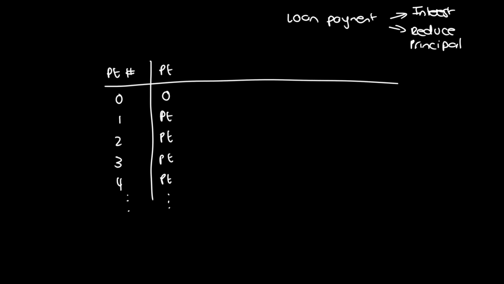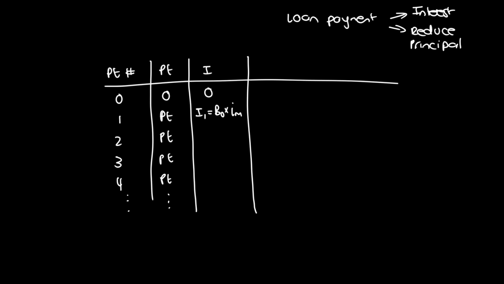Now, if your interest rate changes, your actual value of your PT can change. So just keep in mind that that's just a broad PT representation there. Then you're going to have your interest, and that's going to be the interest on your loan. The first month or first period is going to be 0 because you just got the loan. And then thereafter, it is going to be your interest. I1 is going to be the outstanding balance from the time period before, so the B0 or the future value at T0, times the effective interest rate, so the IM.